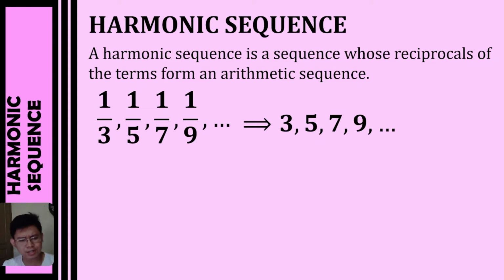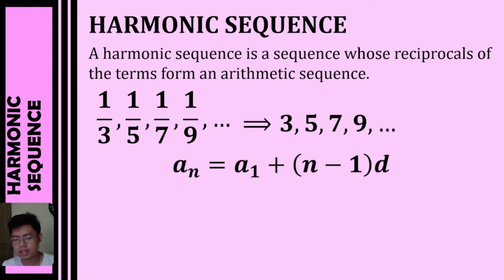Okay, now the question is, how do we solve harmonic sequence? To solve harmonic sequence, all we need to do is to use the formula in getting the nth term of our arithmetic sequence, where a sub n is equal to a sub 1 plus the quantity n minus 1 times d, where a sub 1 is our first term, n is our number of terms, d is our common difference, and a sub n is the nth term of our arithmetic sequence.